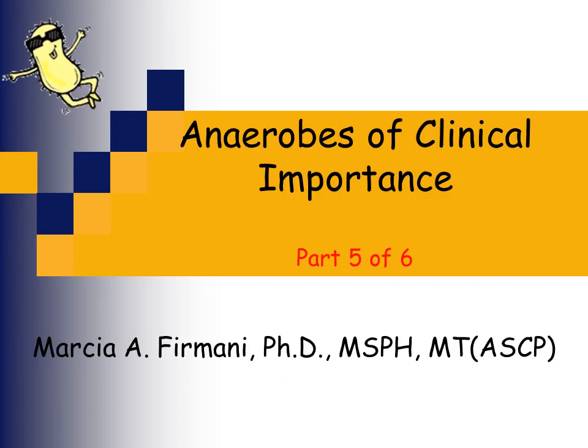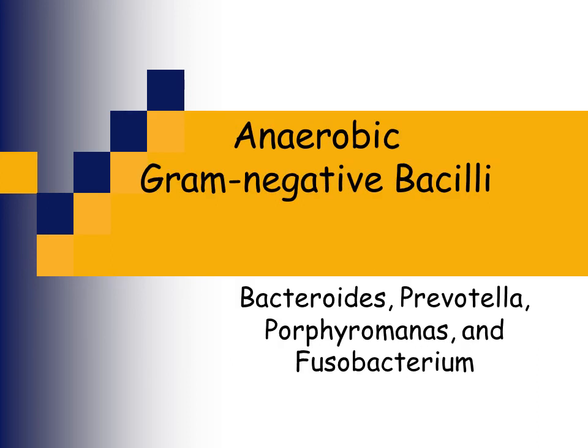Now we're going to continue with a different group of anaerobes, and we're going to discuss the anaerobic gram-negative bacilli. The genera that are going to be discussed in this section are Bacteroides, Prevotella, Porphyromonas, and Fusobacterium.